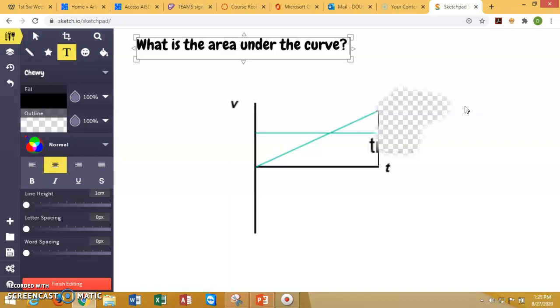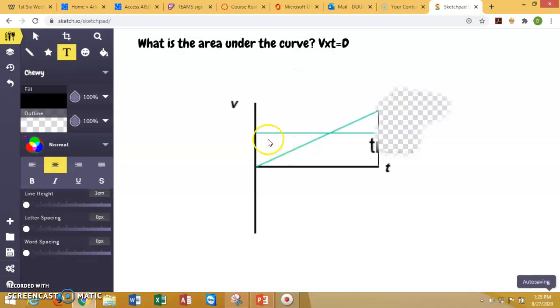Slopes mean something, and areas under the curve mean stuff. So what is the area under the curve here? Area under the curve would be velocity times time. And what's velocity times time? It's displacement. It's d. So all I have to do is figure out what the areas are under both of these curves.